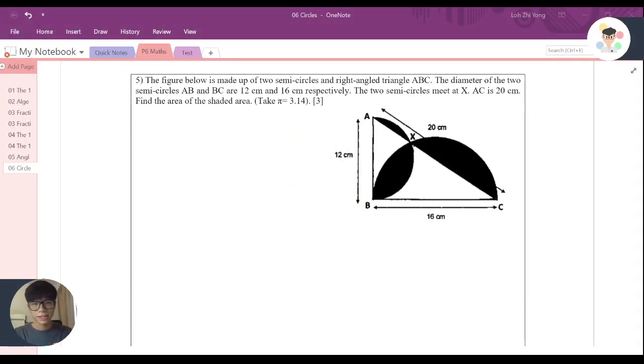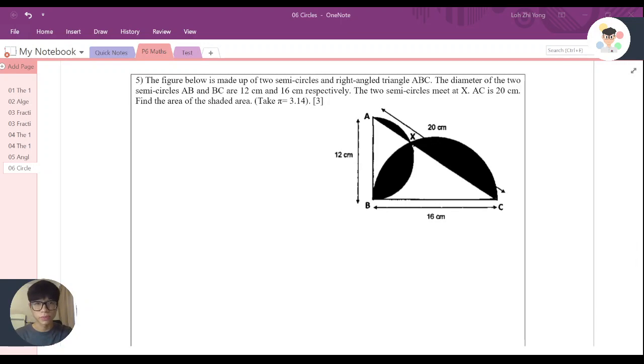Welcome back to digital class, and this is a discussion for booklet number 6, circles. Now we are looking at page 15, question number 5. This question can actually be considered one of the challenging questions in paper 2 under circles. So it's very important for you to focus and to know how to solve this kind of question.